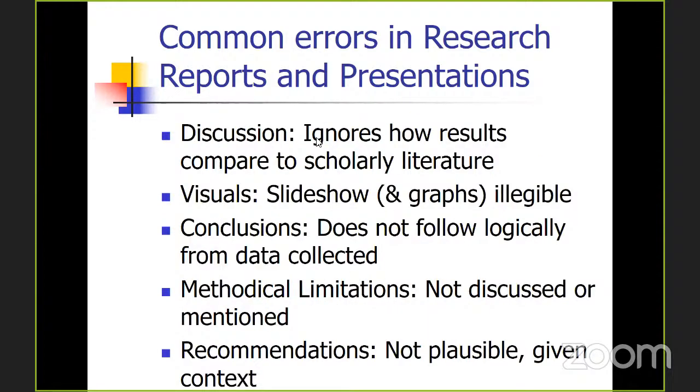All right, so you are expected in your discussion of your methods, in your analysis chapter 4, to talk about how results compare to the scholarly literature, right? You should have good graphs. And if it's a slideshow, the slideshow should also be clear. The conclusions obviously should follow logically from the data collected.